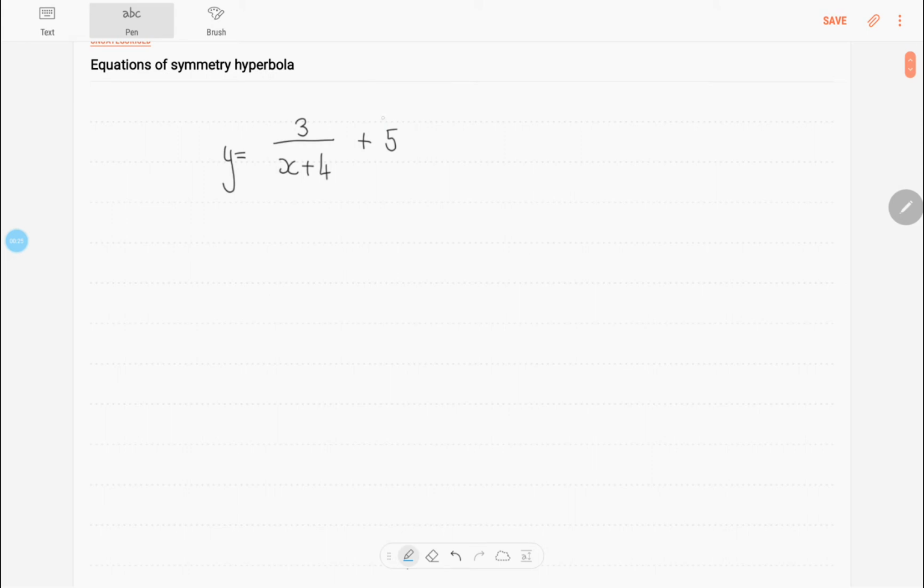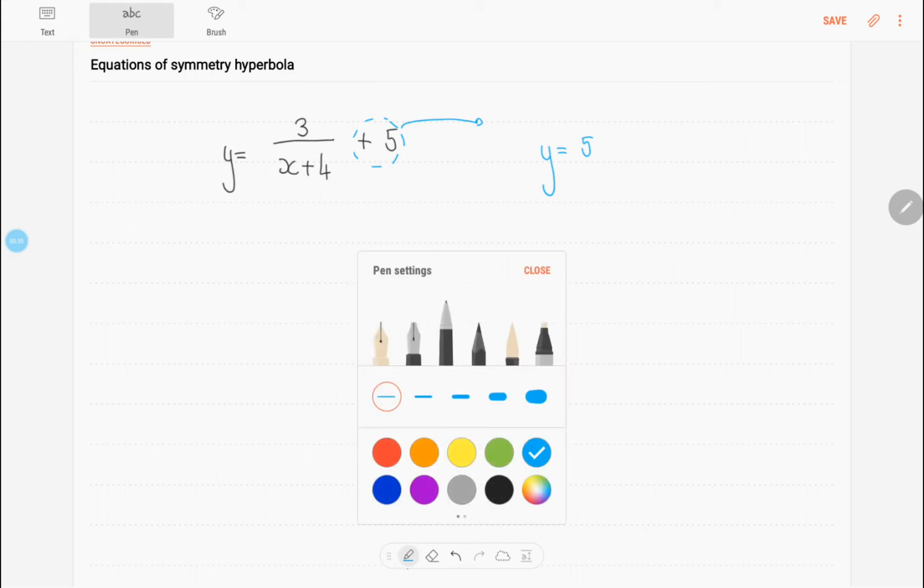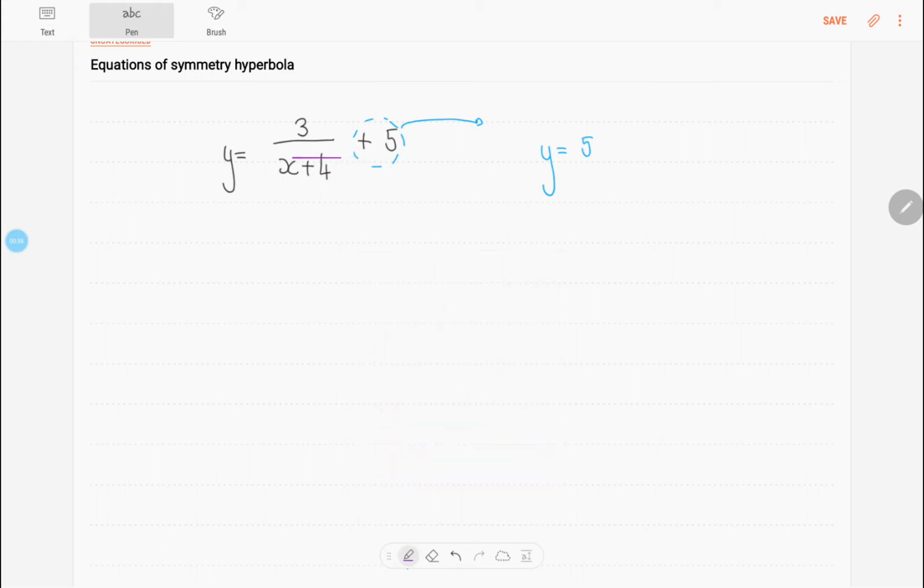So over here, that gives me the equation of my y asymptote, which is y is equal to 5. I don't have to change the sign or do anything. The equation of my x asymptote: you see this number 4, it's a positive 4, so we change it to a negative 4, because whatever's underneath here cannot equal 0. So we've got x plus 4 cannot equal 0, so x cannot equal minus 4. Therefore that's the equation of our asymptote.